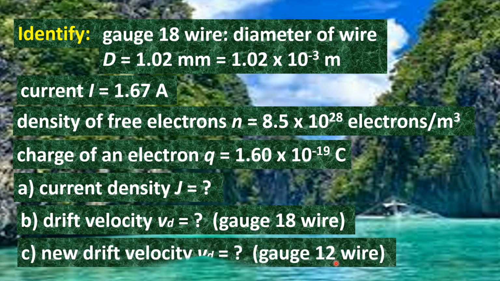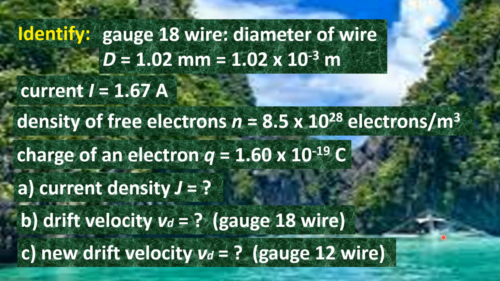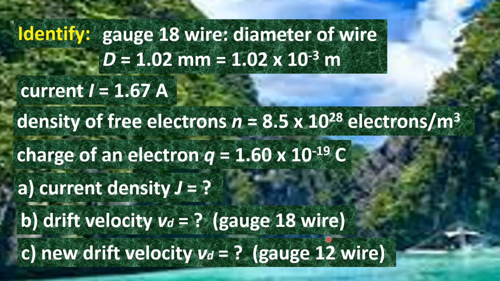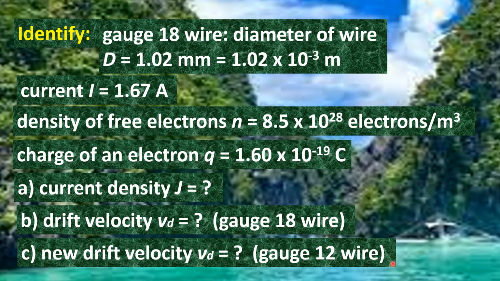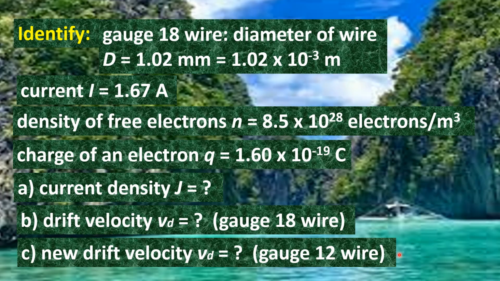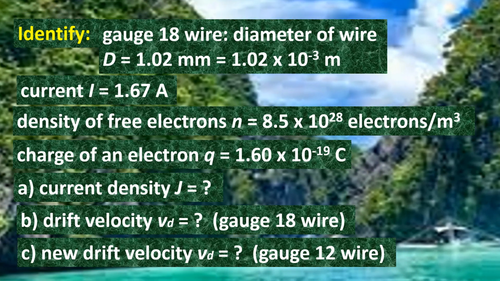And lastly, for letter C, we are to determine the new drift velocity v sub d when the wire is replaced by a gauge 12 wire. It is stated in the problem that the gauge 12 wire has twice the diameter of the gauge 18 wire.